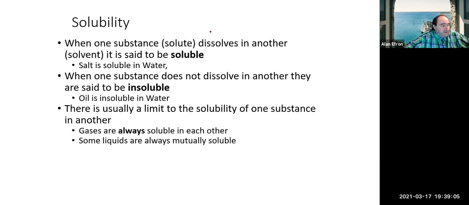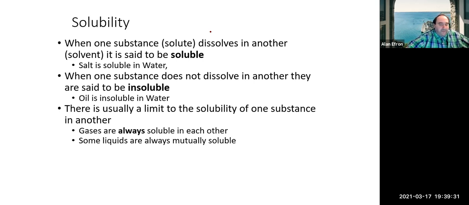If you take sugar packets and keep dumping them into the bottom of a glass of water, dumping it in, dumping it in, at some point there is a limit to how much solid you can get to dissolve in a liquid at a given temperature. That's sometimes referred to as the solubility point, the saturation point. There's a point where you're not going to get anything else to dissolve.